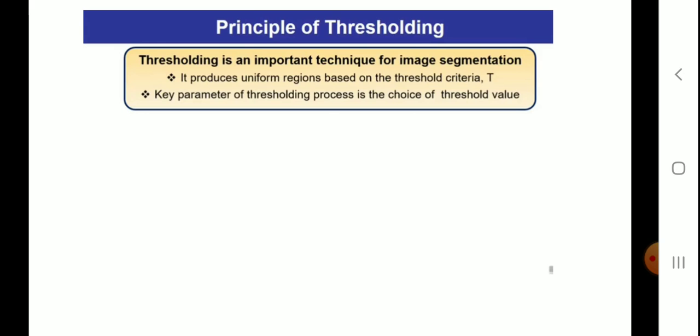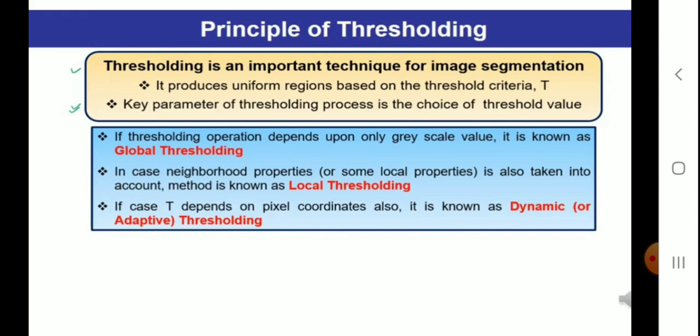So the basic principle of thresholding is that it produces uniform regions based on the threshold criteria T, and the key parameter of the thresholding process is the choice of the threshold value. We can say that if the thresholding operation depends only on the grayscale value, then it is global thresholding. In case of neighborhood properties or some local properties, it is known as local thresholding. If T depends upon the pixel coordinates, then it is known as dynamic or adaptive thresholding.